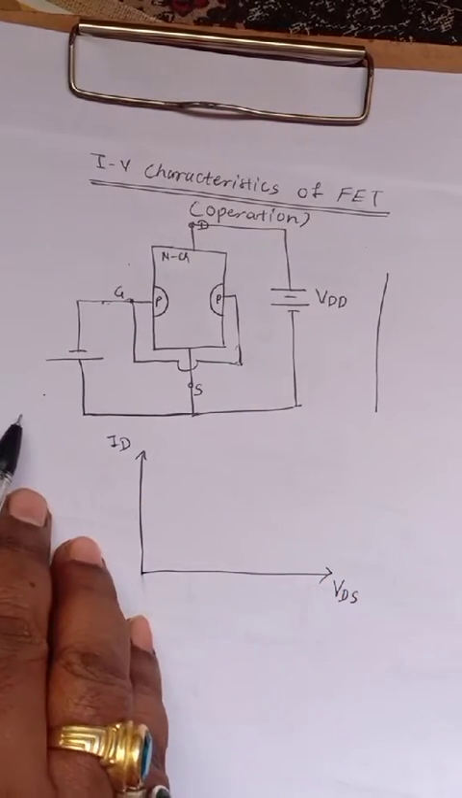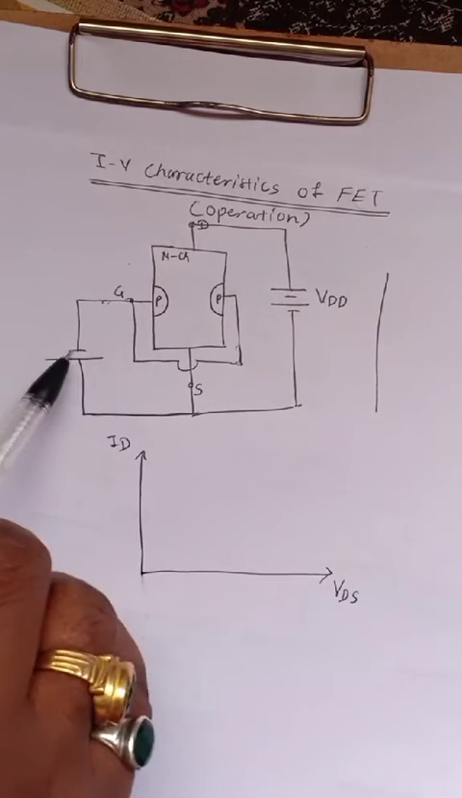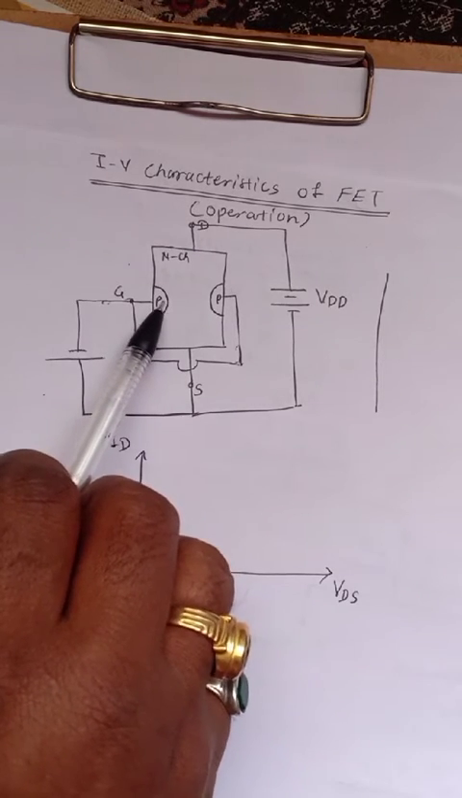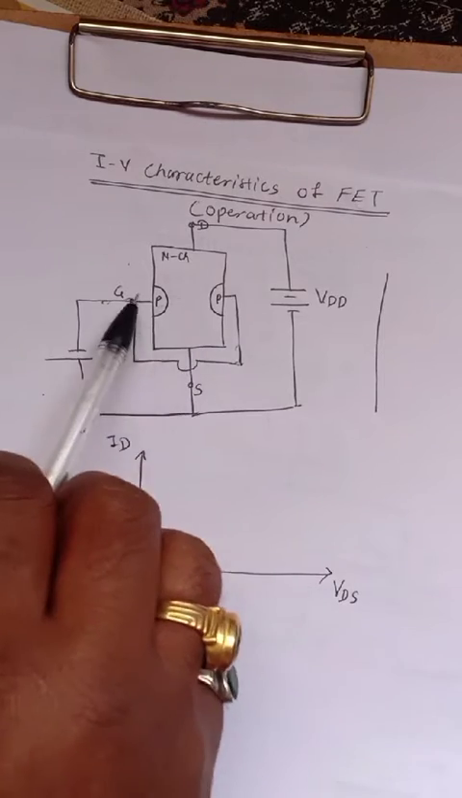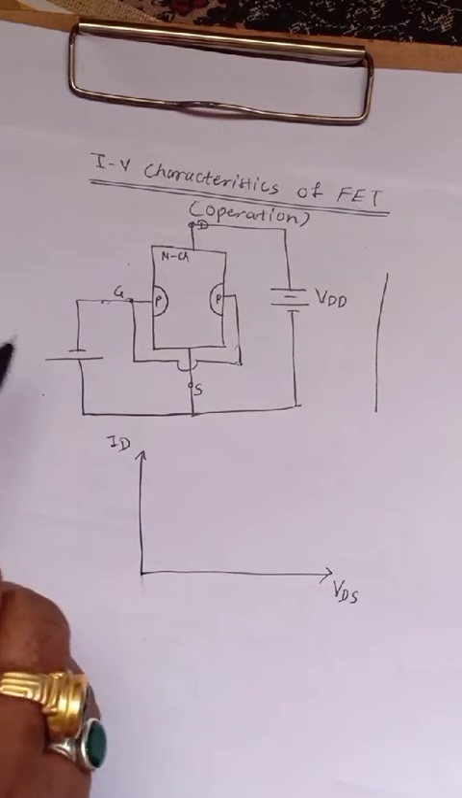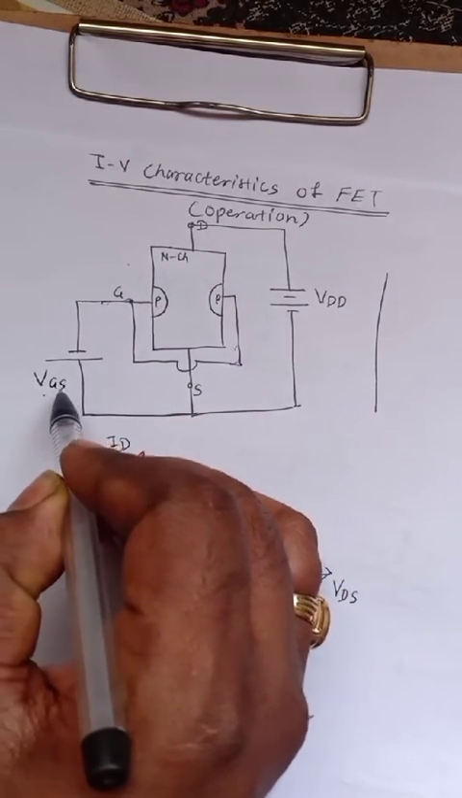Okay, so reverse bias means you have to apply opposite polarity. P is connected to negative, N is connected to positive. That means this junction at the gate, and this is also a junction, are connected to each other. So this junction and this junction get reverse biased with this voltage source. We name this voltage source VGS.